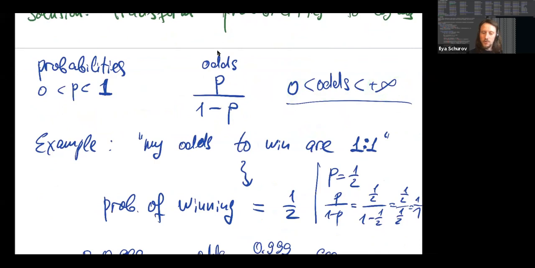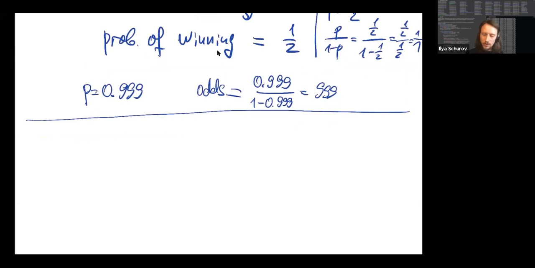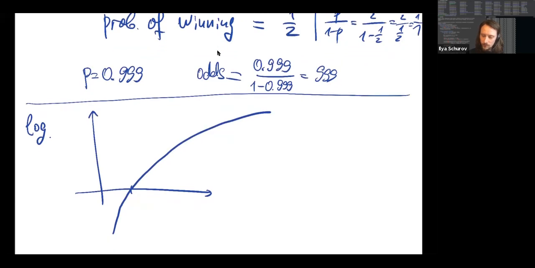These odds change from 0 to plus infinity. The next step I want is to transform these odds to some new value that will change from negative infinity to plus infinity. To do it, I will use the logarithm function. Let me recall the graph of the logarithm function. It is like this. Its domain is from 0 to plus infinity, and its range is from negative infinity to plus infinity.